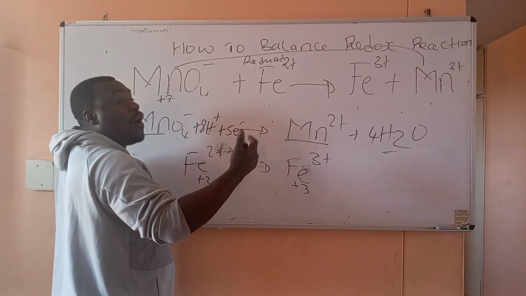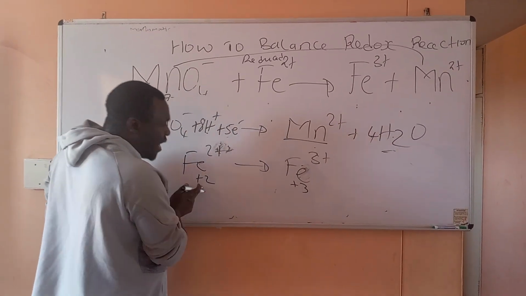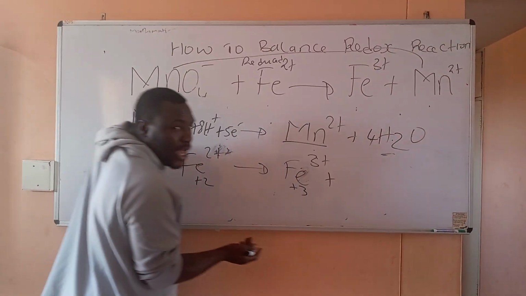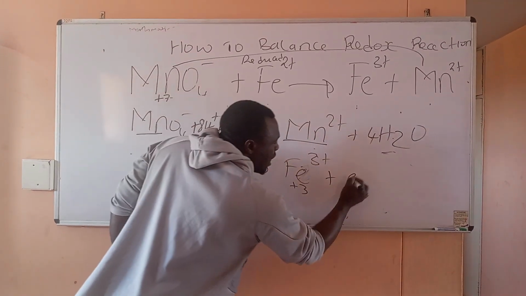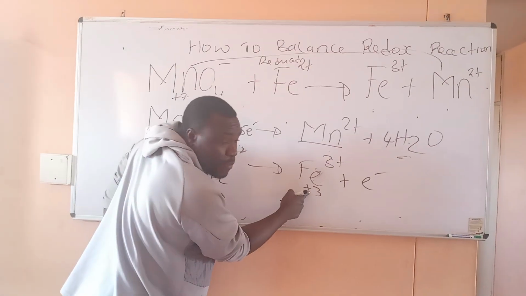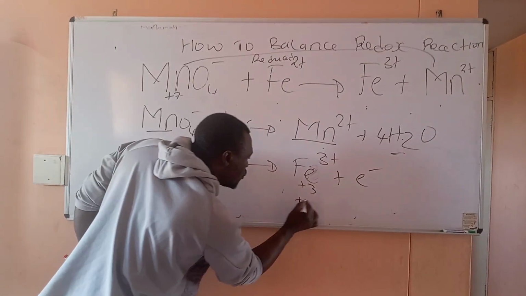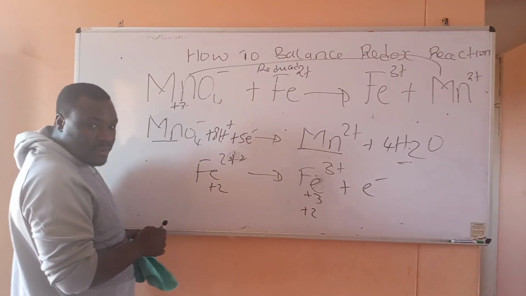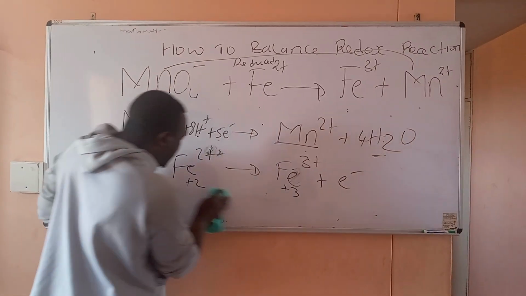To the side that is more positive, which is this one. Plus 3 is bigger than this. So how many electrons do we add? Only one. Plus an electron. This one electron will come here. It will cancel one positive charge. How many remain? Plus 2. So charges are balanced.